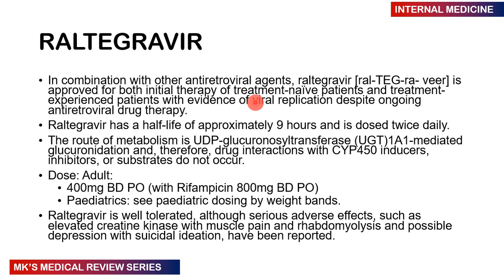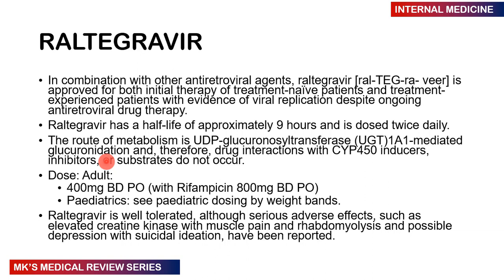It's metabolized by uridine diphosphate glucuronosyltransferase, UGT1A1, by glucuronidation in short. And so there are not going to be the drug-to-drug interactions with cytochrome P450 inducers, inhibitors, as well as substrates that you may see in other drugs. You don't see them with this drug.